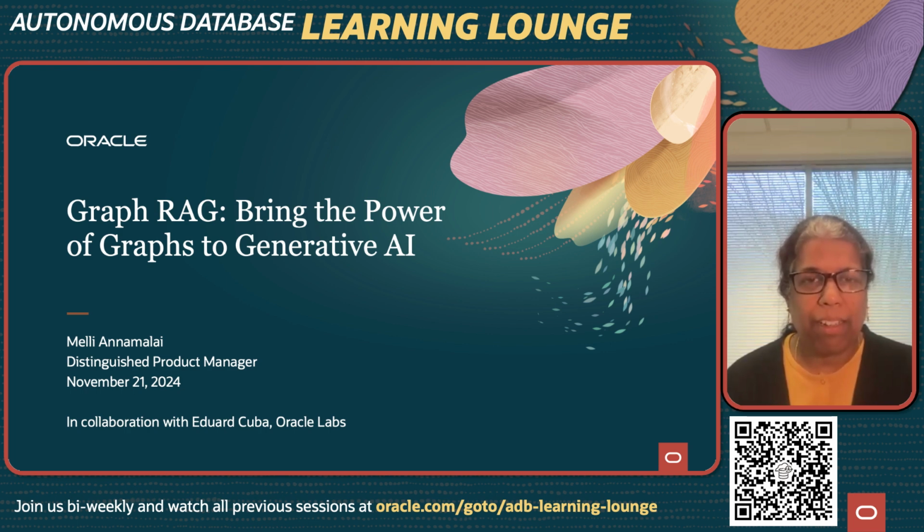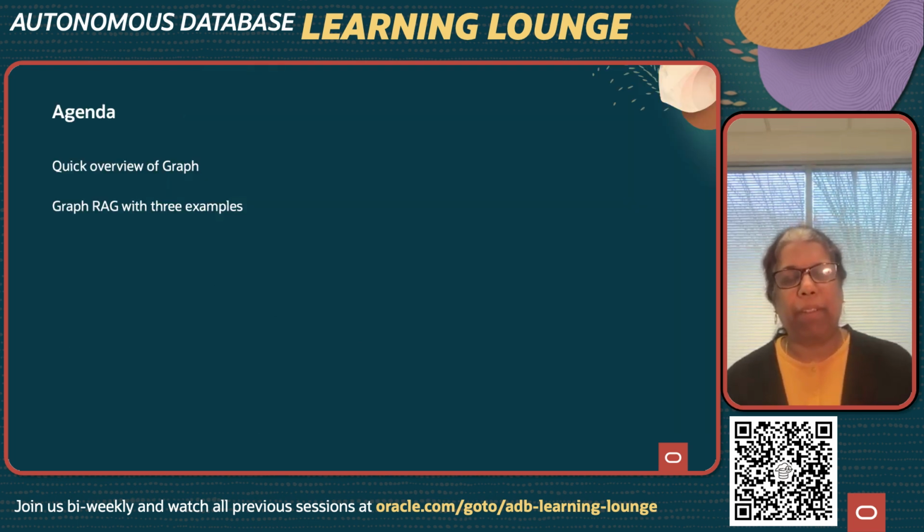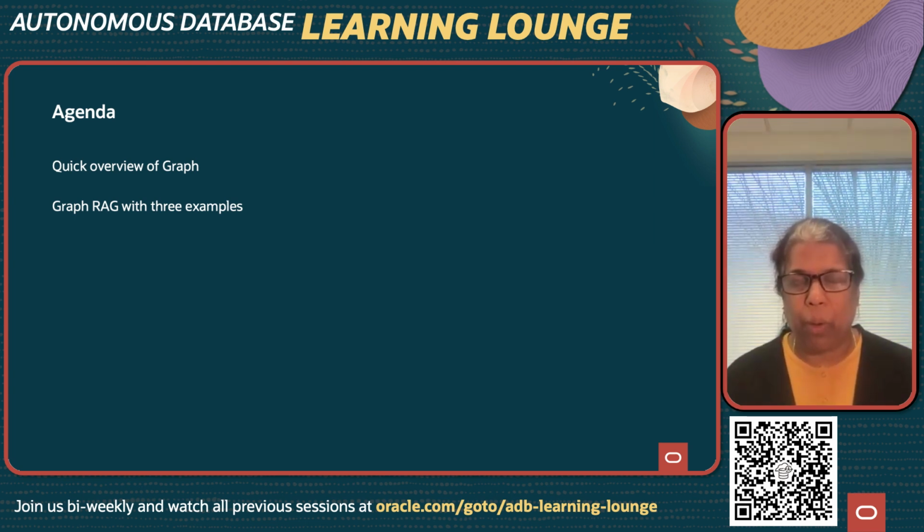So let me get started. And given the poll results, I think I will continue on to do a quick overview of what we mean by graph and the graph capabilities in Oracle database. And then I'll walk through GraphRAG, and I'm going to walk through 3 examples, which I hope will give you a sense of the things that you can do when you bring graphs to generative AI in an application.